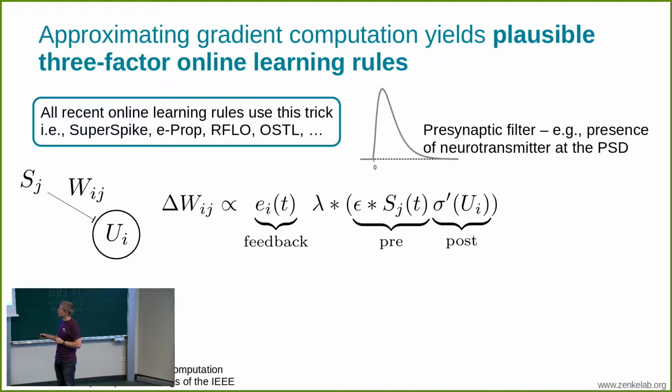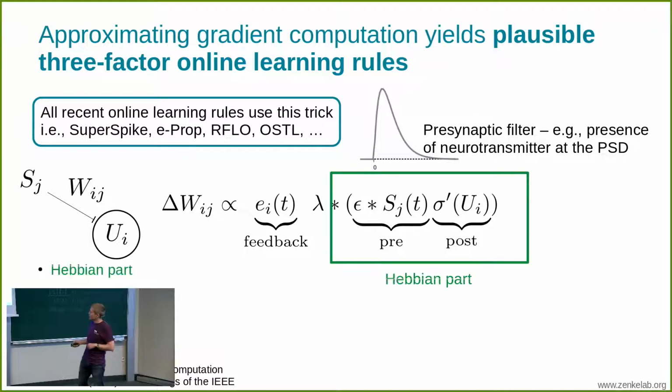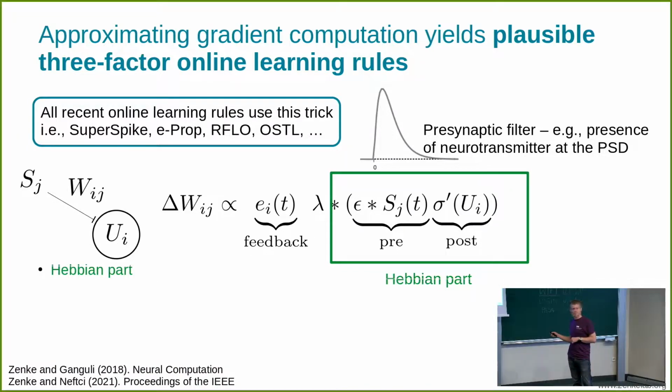So this is ultimately the learning rule for the weight Wij between the presynaptic neuron Sj and the postsynaptic neuron Ui, or the postsynaptic membrane potential Ui. And what do we have here, right? Let's unpack this. First of all, there's this term here, which is a presynaptic term times some postsynaptic term. And that's in flavor already like a Hebbian learning rule, which you've heard about earlier.